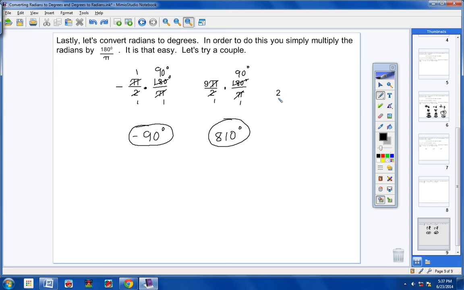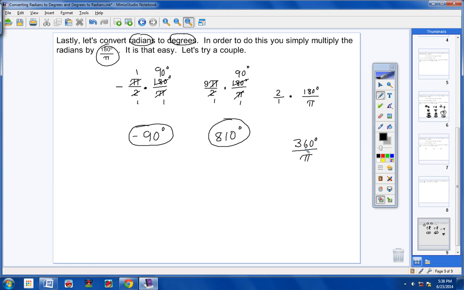So we're going to convert 2 radians over to degrees. Now, it might look a little confusing, but it really shouldn't be. Just do what I told you to do up here. You simply put the 2 over 1, and then anytime you're converting radians to degrees, you multiply the radians by 180 over pi. So we're going to multiply this by 180 degrees over pi, okay? And so 2 times 180 is 360, and 1 times pi is pi.